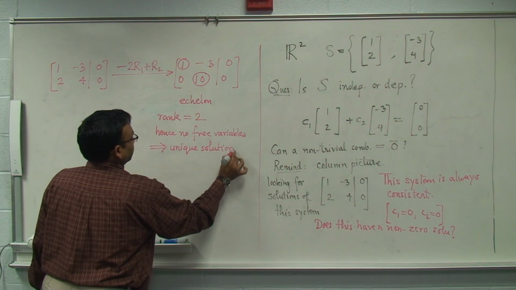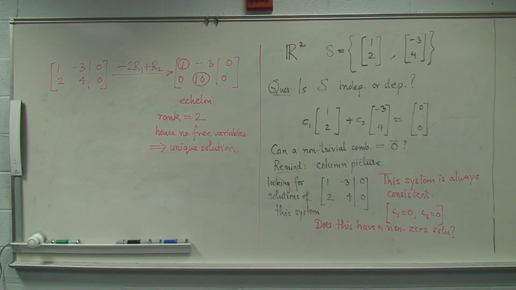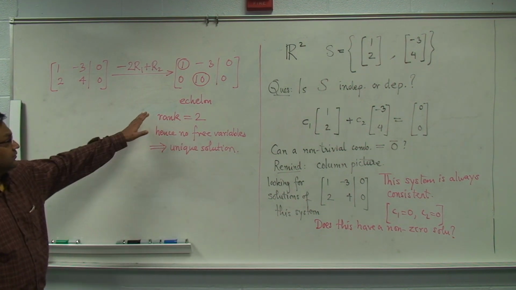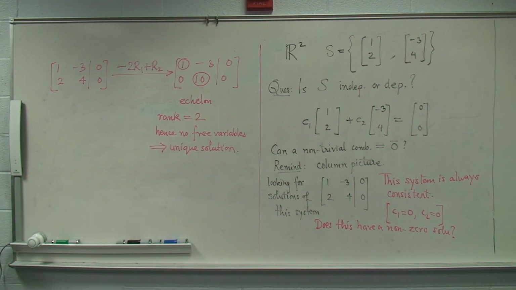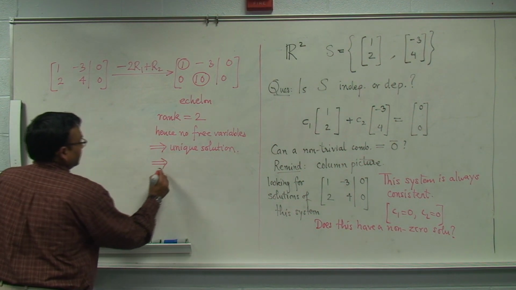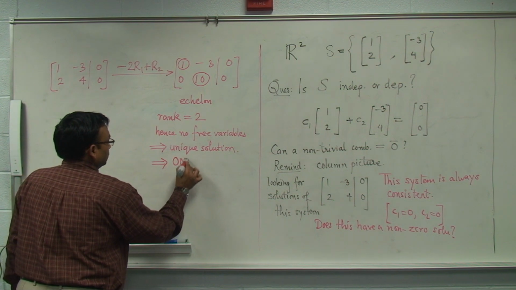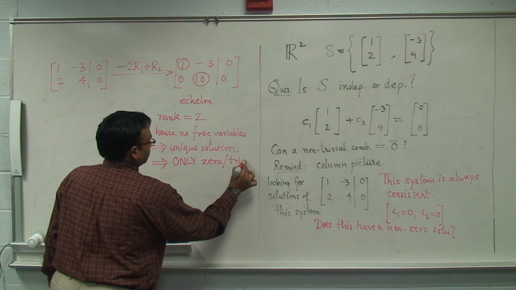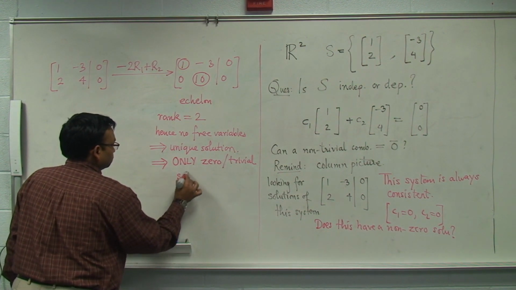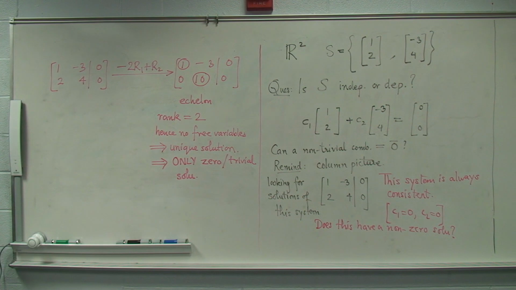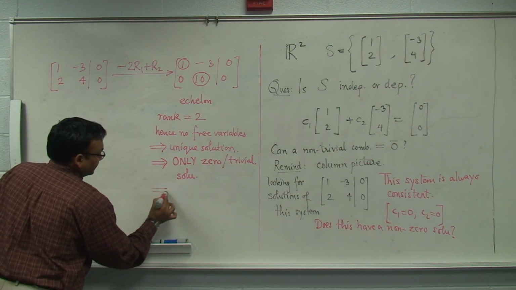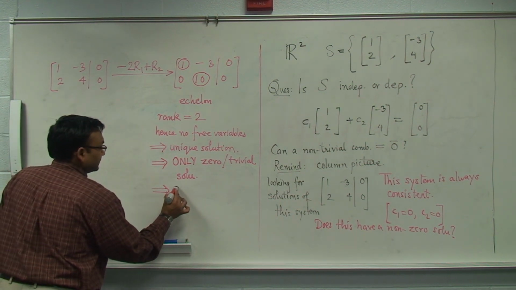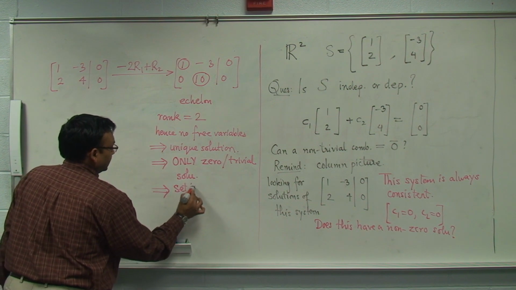Now let me reiterate something. How do I know it has a unique solution? Because I already know it has one solution, namely the zero solution. And now we have guaranteed, because of the rank, that it cannot have more than that one solution. So in this case, we can say it has only the 0, or you can say the trivial solution. So the moment I say it has only the trivial solution, that means the set is independent.